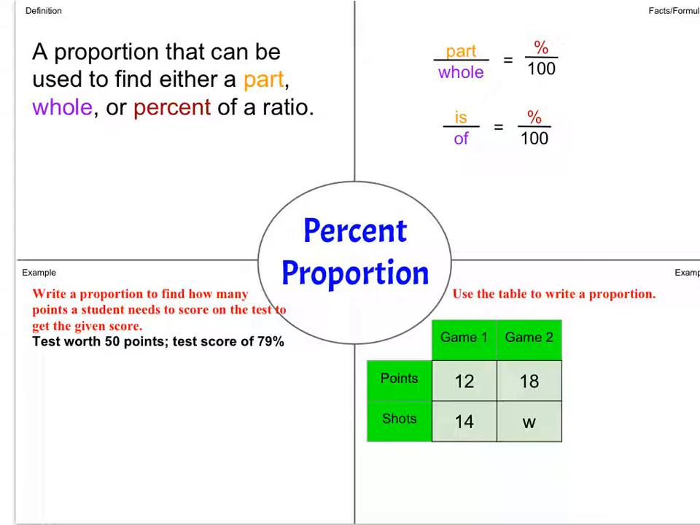There are a few keywords that will help us in creating a percent proportion. That is the part, the whole, and the percent. And if we see the keyword "is," that's usually going to indicate the part. "Of" will often indicate the whole, and of course percent, well, that's just the percent.